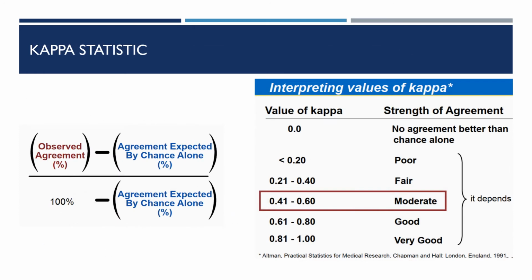A better measurement of validity and reliability is the kappa statistic. We will see the difference between observed agreement and expected agreement by chance alone. Normally, a higher value of kappa shows better agreement between two measurements.